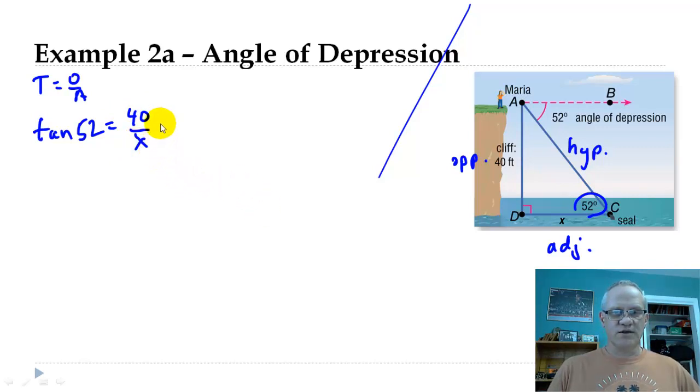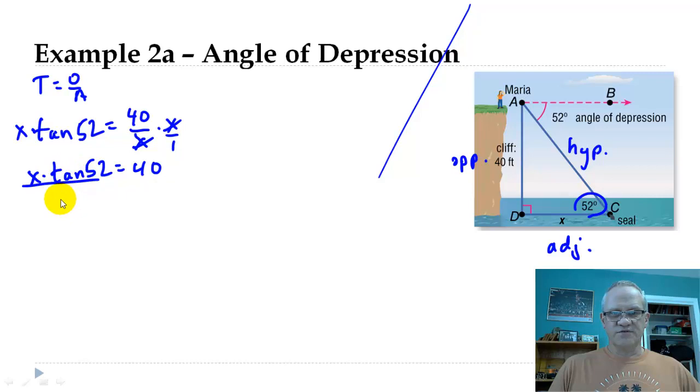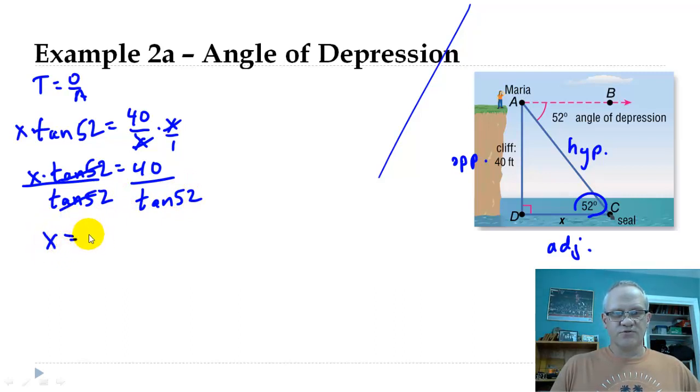Okay, so again, we got to get X back up on top. Multiply by X. So X times the tangent of 52 equals 40. And again, tangent of 52, that's just a number. So we're going to divide by that number to get it away from the X. And so what I have now is X equals 40 over the tangent of 52.